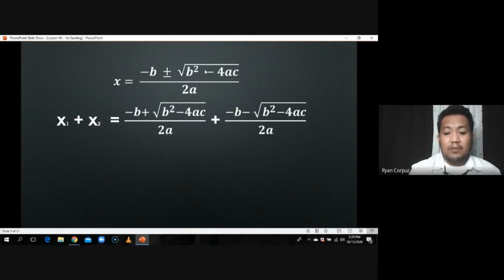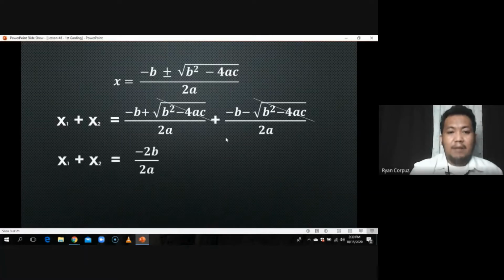So, if we are going to simplify it, we know that the square root of b squared minus 4ac will be cancelled out because this is positive and this is negative. So, they are opposite signs with the same term. Some positive, then the other one is negative. So, this square root sign together with its radicals will be cancelled out. So, what will be left are just negative b and negative b here, and all over 2a. So, we'll come up with negative b plus negative b, which ends up to negative 2b.